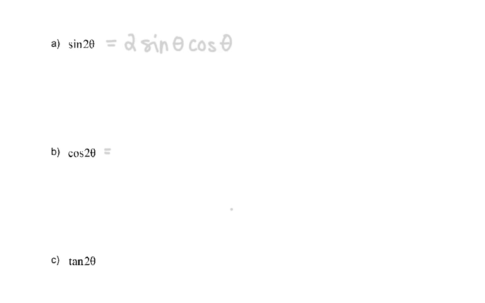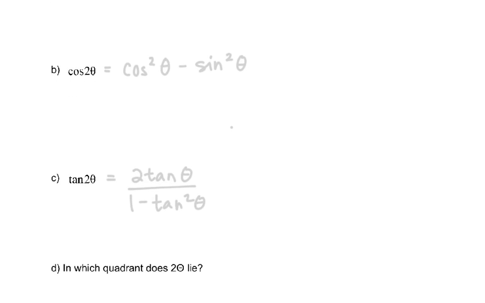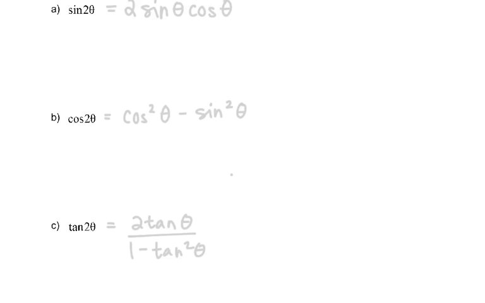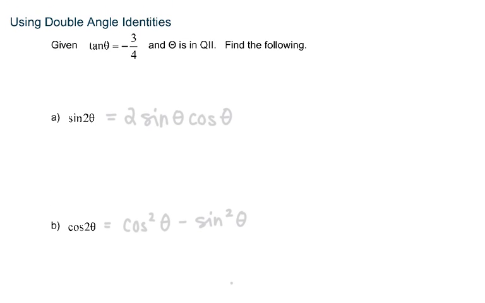We actually know three double angle identities for cosine 2 theta, but I'm just going to write one: cosine squared theta minus sine squared theta. And then we know one for tangent, 2 tangent theta over 1 minus tangent squared theta. So we're going to find these three values, and then using them, we're going to determine the quadrant in which our double angle falls.